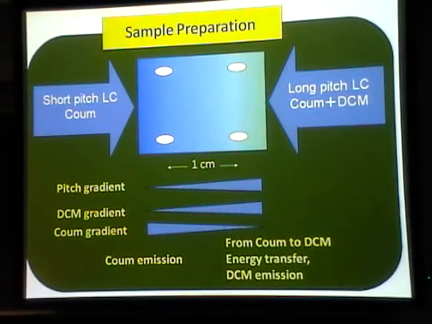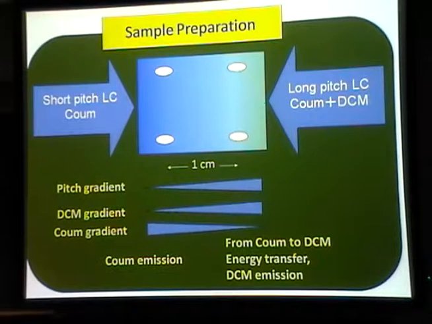So what we did is this way. We made the empty cell, and we introduced the short pitch cholesteric liquid crystal with coumarin from this side, and we introduced the long pitch cholesteric liquid crystal with coumarin and DCM. Then we made a contact cell. After waiting several minutes or hours, we can form a pitch gradient like this. So the pitch is shorter here and longer here.